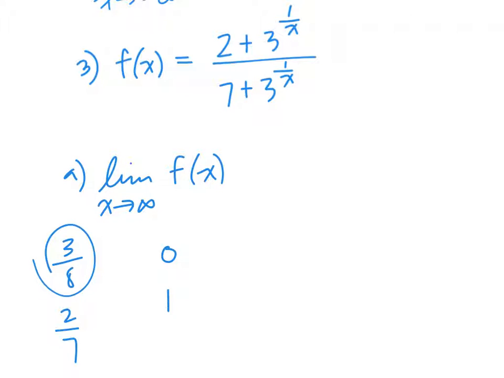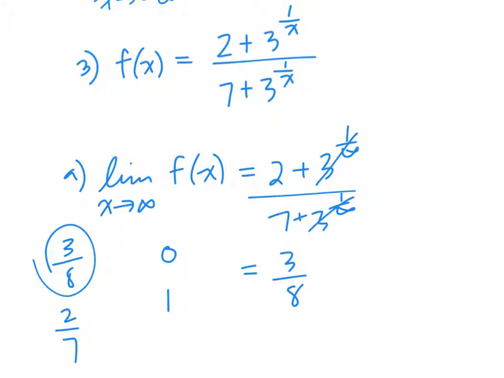Okay, 3 over 8 is the correct answer. Remember, please be quiet. 2 plus 3 to the 1 over infinity over 7 plus 3 to the 1 over infinity. 1 over infinity is 0. 3 to the 0 is 1. So that is 3 over 8. Again, please do not assume anything. Just plug it in. You'd rather be correct than wrong.